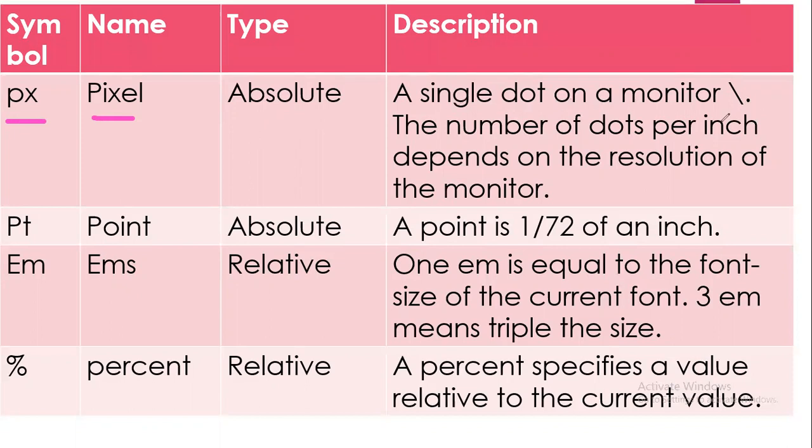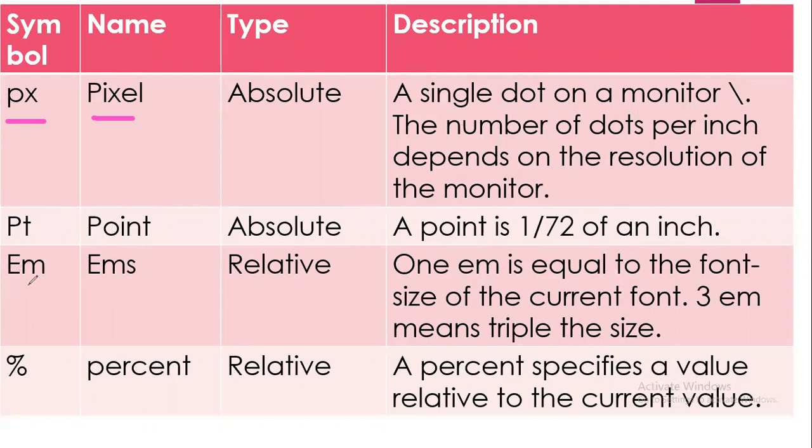A single dot on a monitor, the number of dots is known as a pixel. The number of dots per inch depends on the resolution of the monitor. Okay, so if you are defining the values in pt, which is in point size, it is also absolute. Whatever you define once, that is fixed. Okay, a point is 1 by 72 of an inch. This is the value for the point.